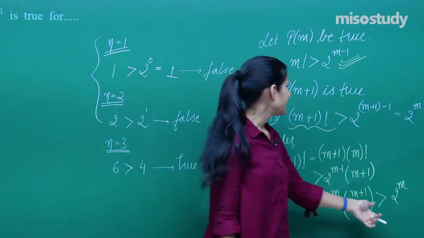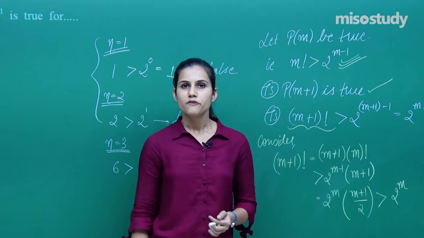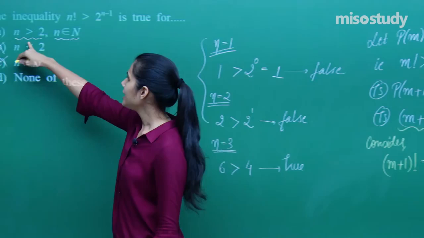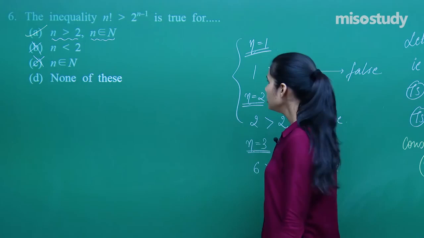And therefore, by the first principle of mathematical induction, I can say that P(n) is true for all n in N. So, from 3 onwards, it's true for every natural number. So, it's true for all n strictly greater than 2, and for all natural numbers. Understood? Moving to the next question we have, P(n) is given to be this.